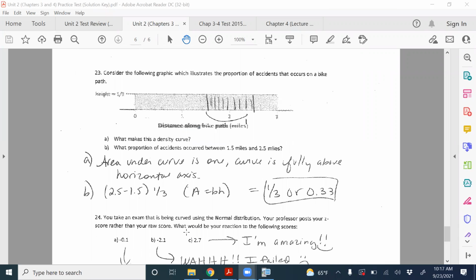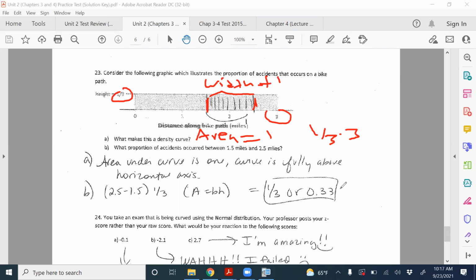Not gonna do anything on density curves on our test, but just so you know, what makes this a density curve? The area equals 1. So we see you have 1/3 times 3. And then between 1.5 and 2.5, that's a width of 1. So 1 out of 3, or 33%.